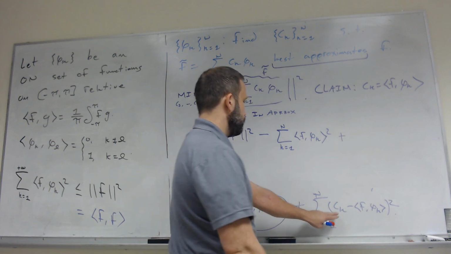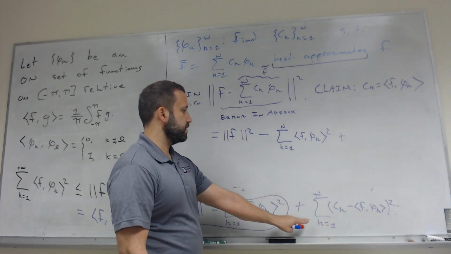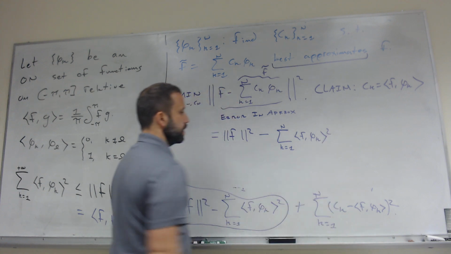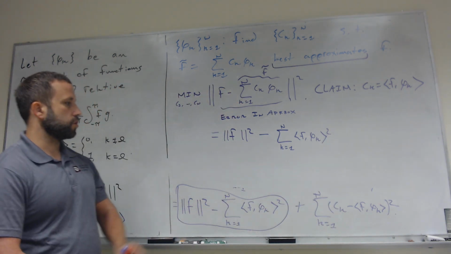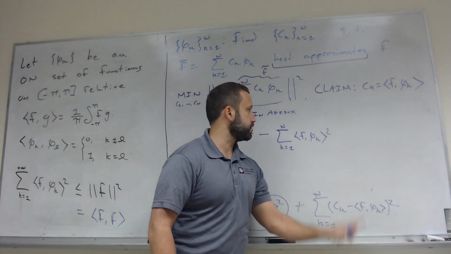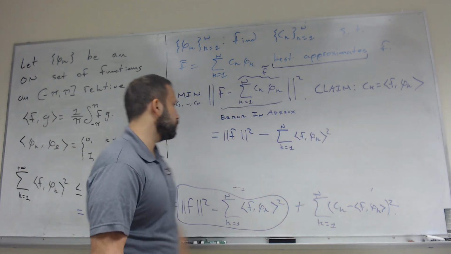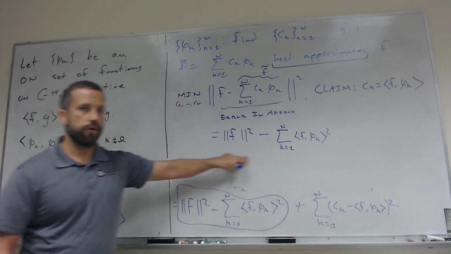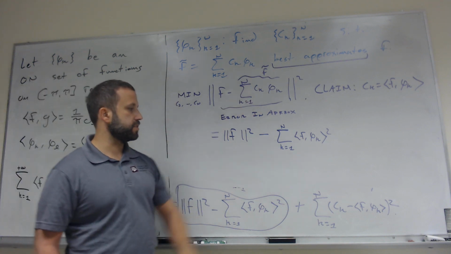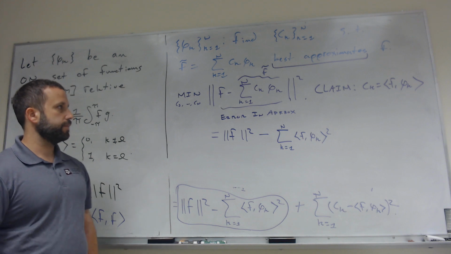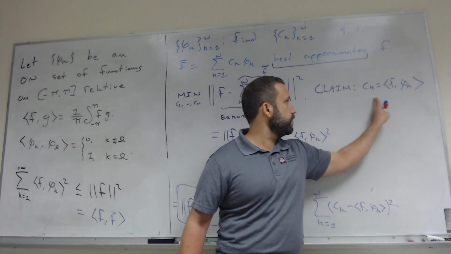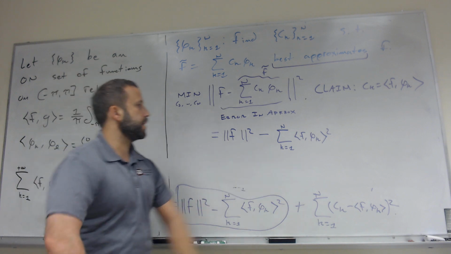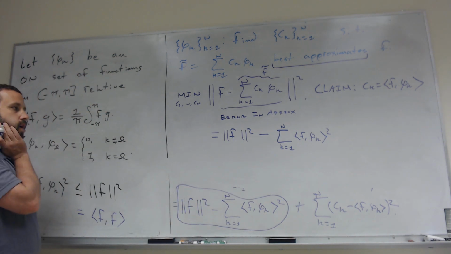Well, we've chosen the ck's so that this term is equal to 0. So if we choose the ck's correctly, if we choose ck by this choice here, this term is just equal to 0. And so the error is going to be equal to this part right here. If we define the ck's to be this, then the error in approximation is going to be given by this expression here.